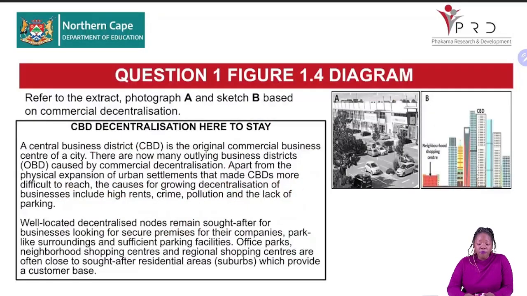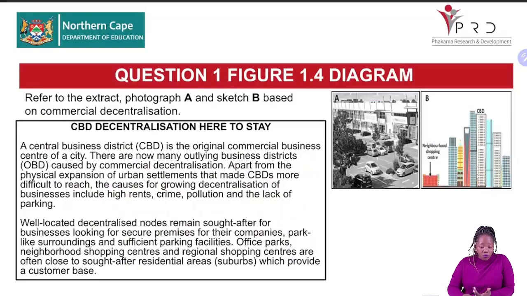Then we're moving to figure 1.4. Remember, after the short objective questions, we said you're going to answer 3 questions, which will be the long questions. So this is the second one, in figure 1.4. In figure 1.4, you refer to the extract. You have the extract again, and you have the photograph A as well as the sketch B that are based on the commercial decentralization. Again, ask yourself, what is commercial and what is decentralization?